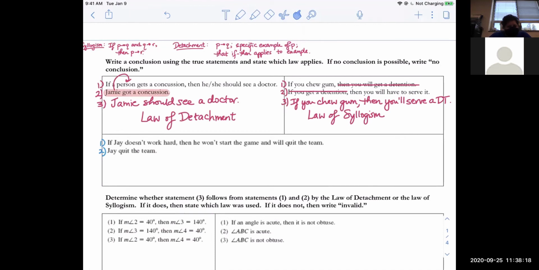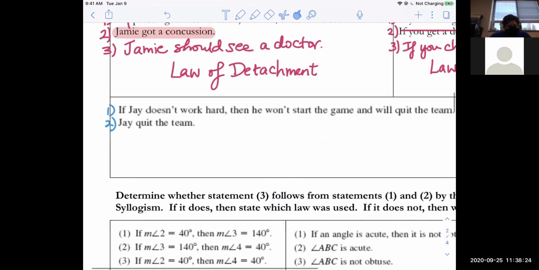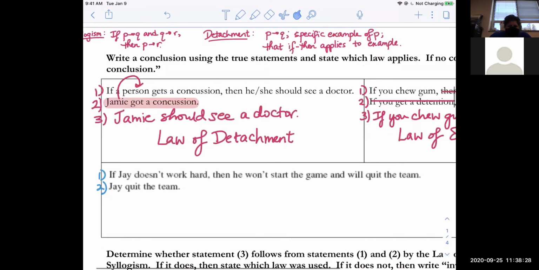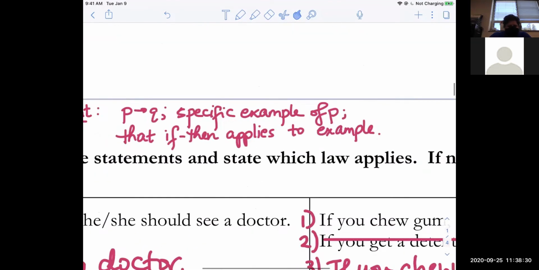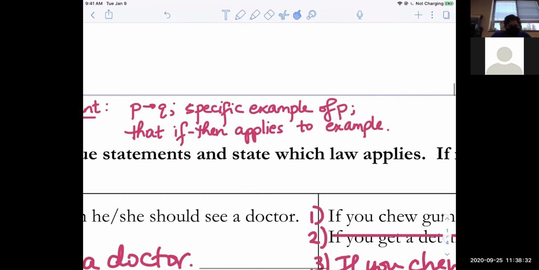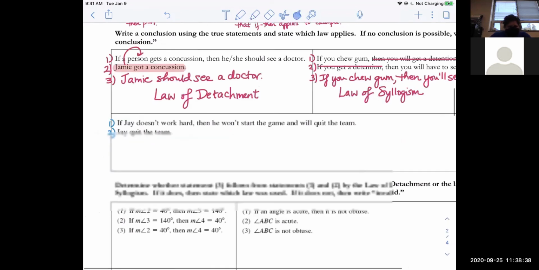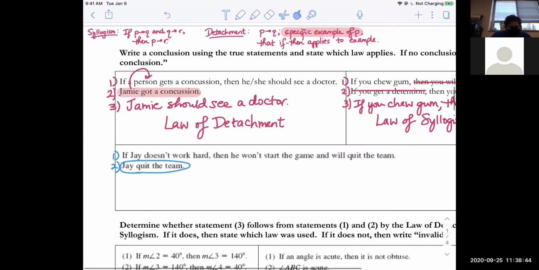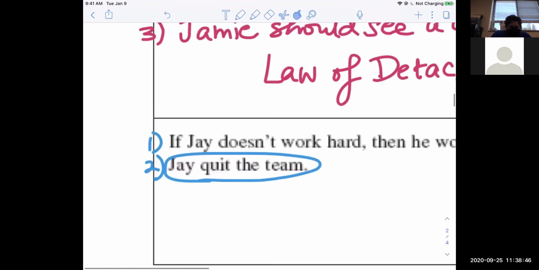Okay, so which law do you think it is? Let's check law of detachment. If Jay doesn't work hard, then he won't start the game and he'll quit the team. Remember that for detachment, the second sentence needs to be a specific example of the hypothesis. So is this a specific example of the hypothesis?